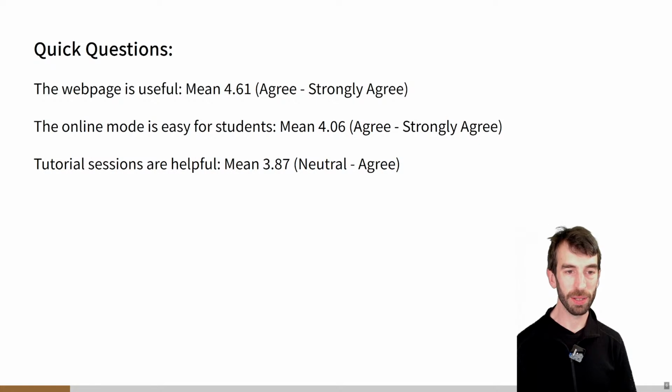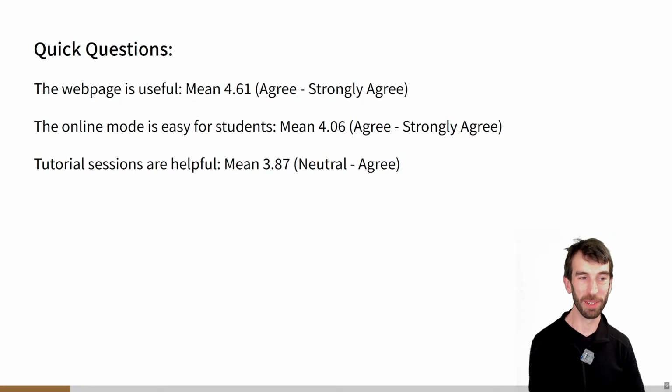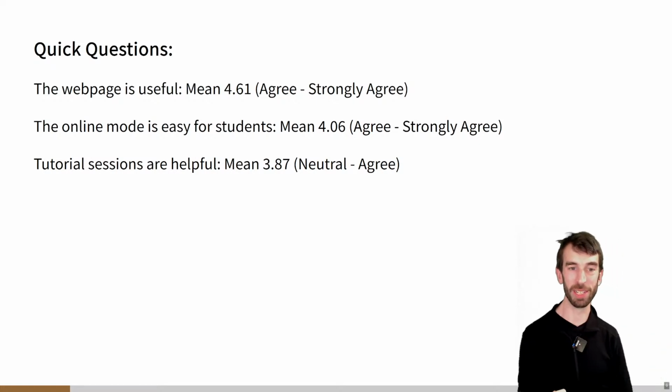A few quick questions. These were just numerical questions. I didn't have time to make a plot of the distribution, but I can just tell you the mean. The first question was, the web page is useful. Most folks either agreed or strongly agreed with that. Mean was 4.61, where 5 is strongly agree and 1 is strongly disagree.